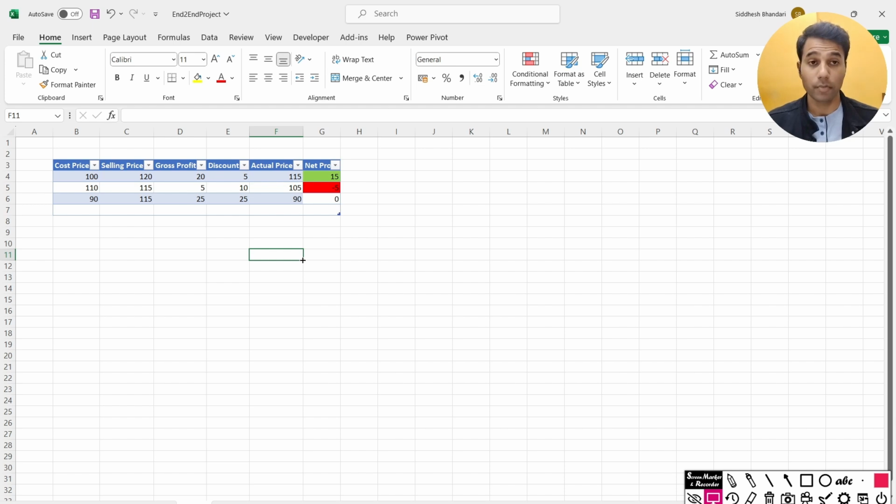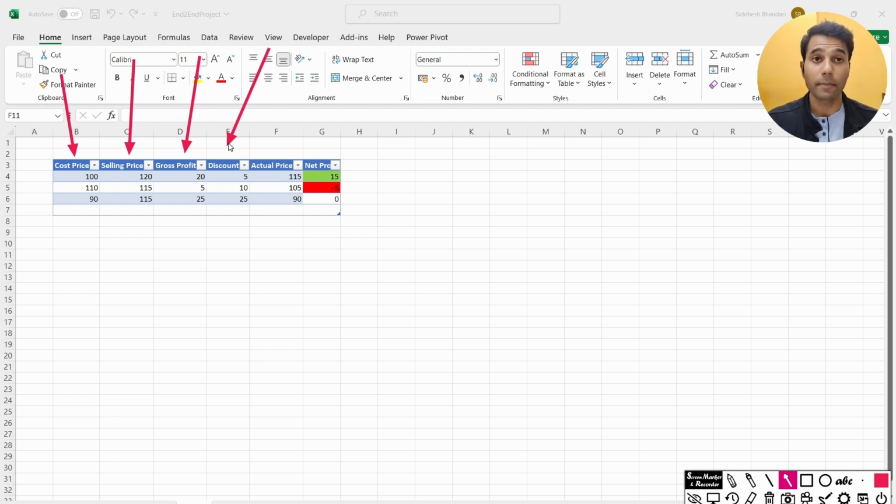I have taken a simple example which I'm going to use by using the Excel sheet. So I have a table which has the cost price, selling price, gross profit, discount, and the actual price and the net profit. So the first row is having a product whose cost price is rupees 100 and its selling price is rupees 120, which means my gross profit turns out to be rupees 20. So that's first part, that's my gross profit. Now, if I give a discount of rupees 5 on the same, then the actual selling price turns out to be rupees 115. So the net profit that I make is actually rupees 15.